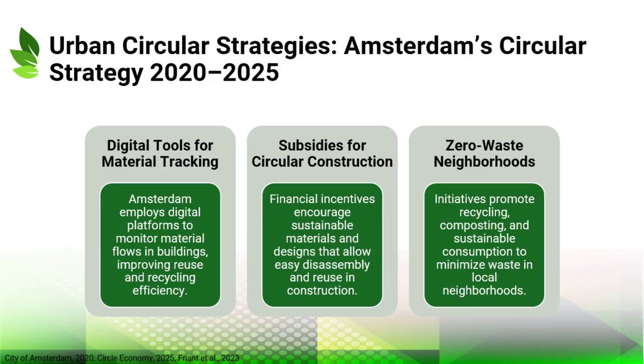Amsterdam's Circular Strategy 2020 to 2025 targets 3 key value chains: construction, biomass and food, and consumer goods. The city employs digital platforms to monitor material flows in buildings, improving reuse and recycling efficiency. Financial incentives support circular construction practices, encouraging the use of sustainable materials and designs that enable easy disassembly and reuse.